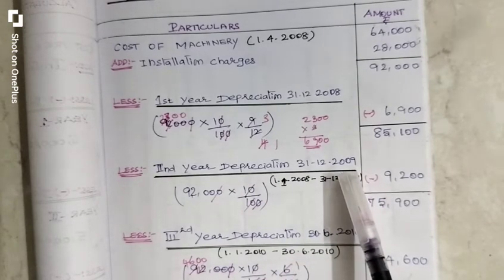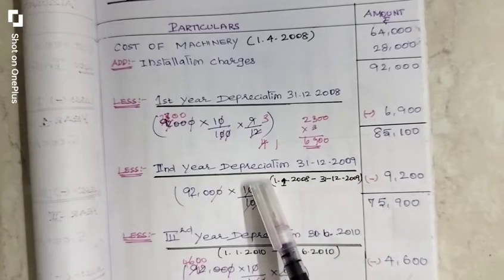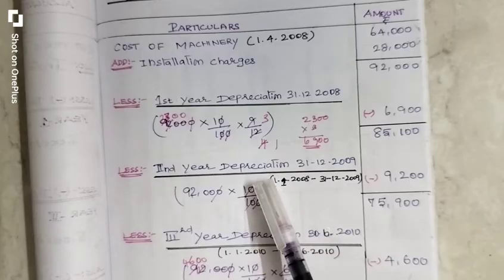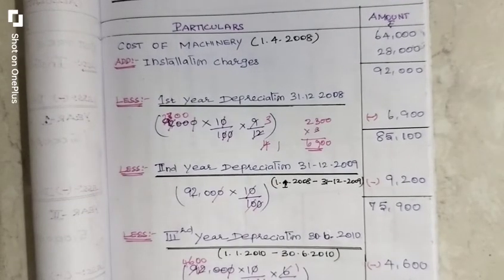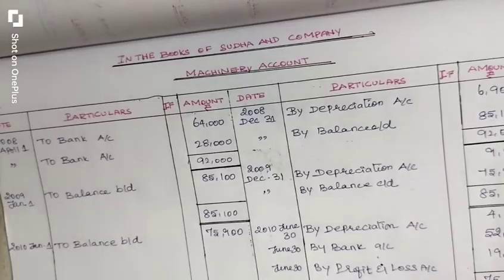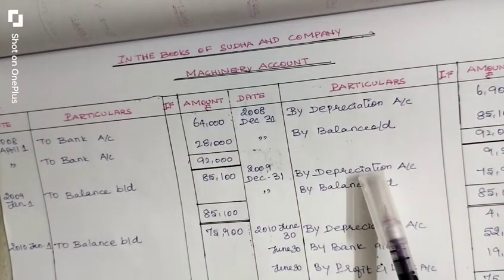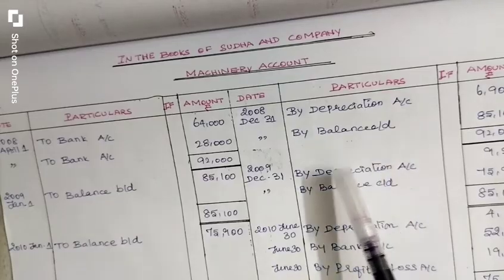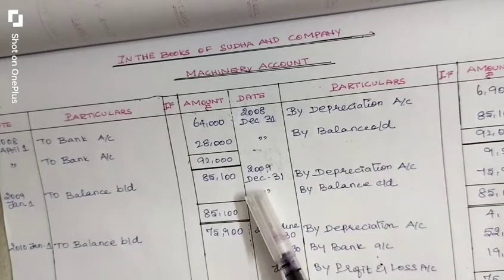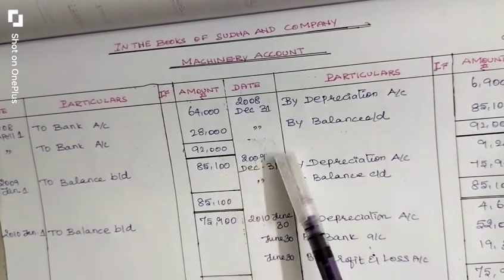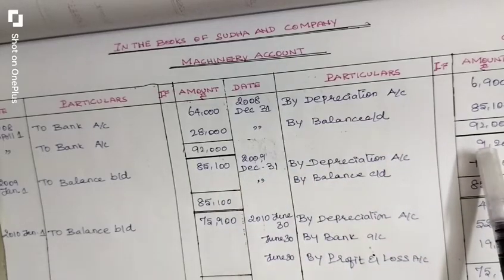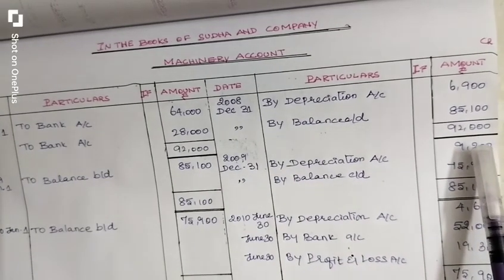What is the journal entry for the depreciation account? Machinery account debit to depreciation account 9,200. So machinery account is on the credit side. We go to the credit side, we have to enter the opposite account, that is by depreciation account dated 2009 December 31, 9,200 amount entered here, okay.